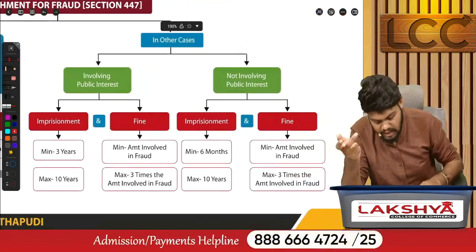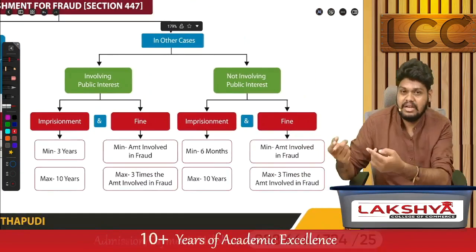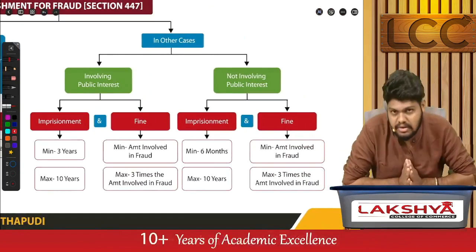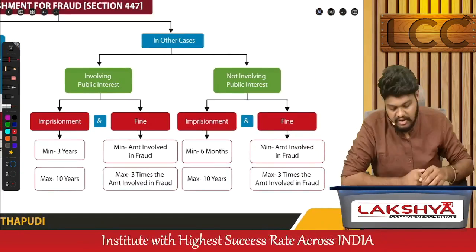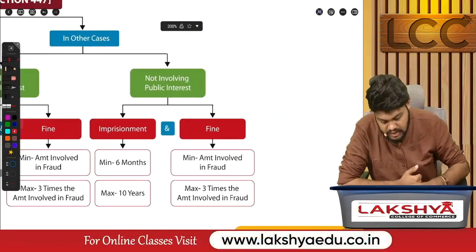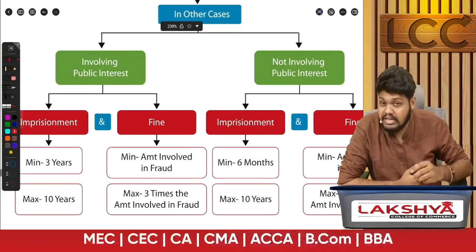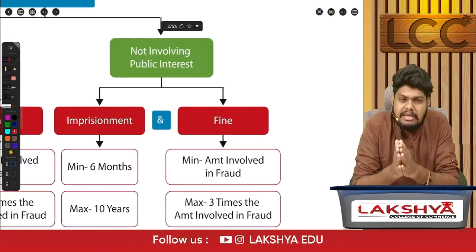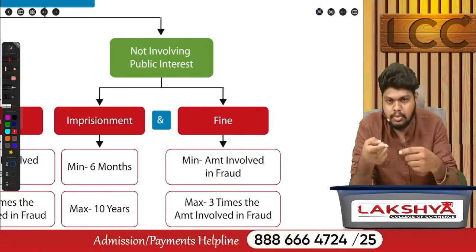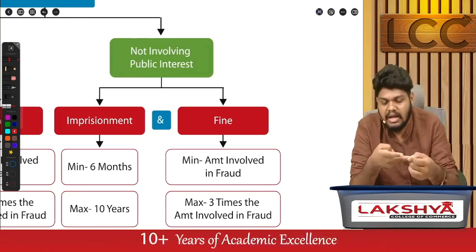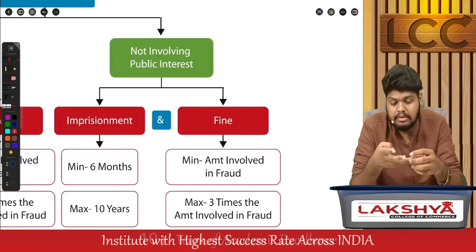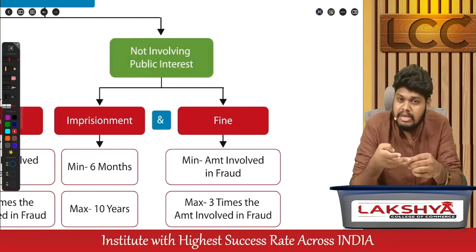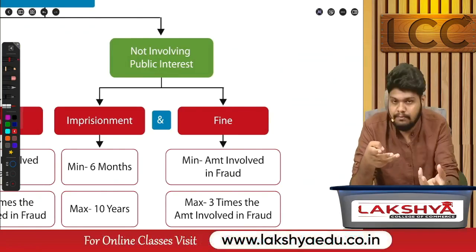Or if the amount involved in fraud exceeds that limit or it is involving public interest, we'll impose the second category, which is divided into two categories: not involving public interest and involving public interest. If it is not involving public interest, they'll be imposed with imprisonment of minimum 6 months to a maximum of 10 years. And coming to the fine part, they'll be imposed with a fine of minimum the amount involved in fraud.